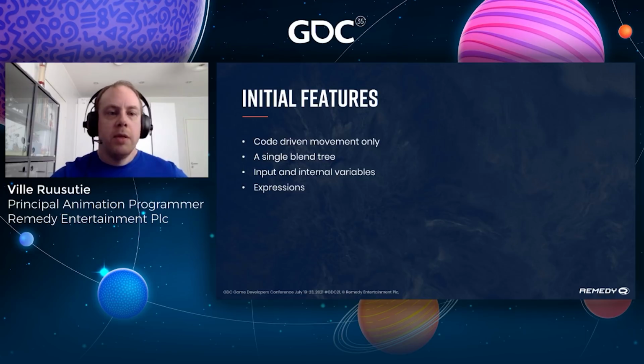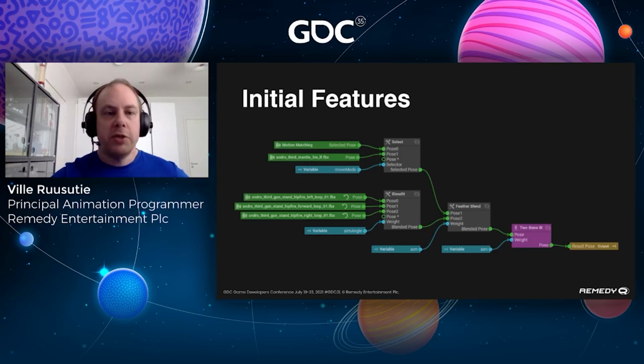So we started with code-driven movement only, a single blend tree, input and internal variables, and expressions. And this is how it looks. We have a motion matching node that covers the core locomotion. Then we have an animation clip to handle mantling. The select node will pick either one depending on the player's action. Then we have more traditional nodes such as feather blend and blend N. The blend N covers the aim matrix, and the feather blend then applies it only to the upper body. The two-bone IK fixes the aiming hand in the right place.